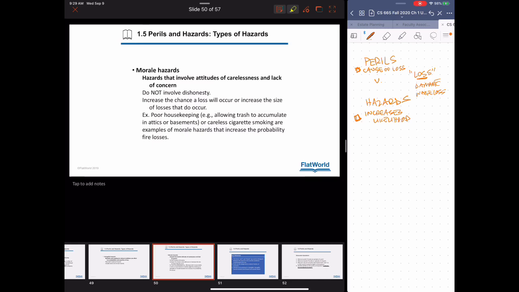Either way, they increase the probability and potential severity of a loss.